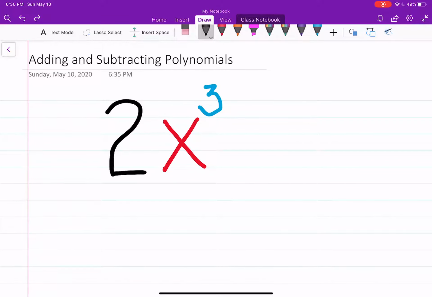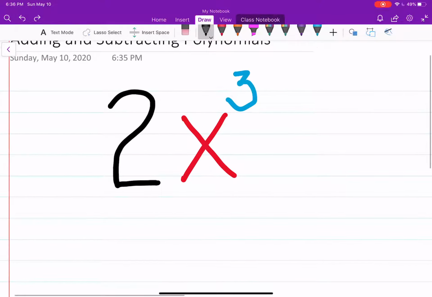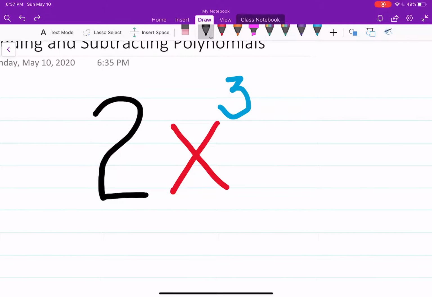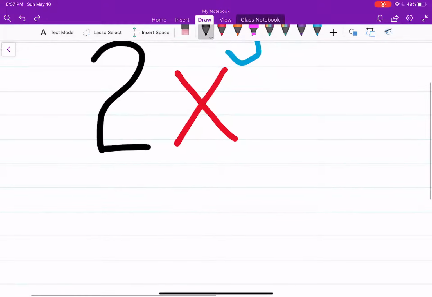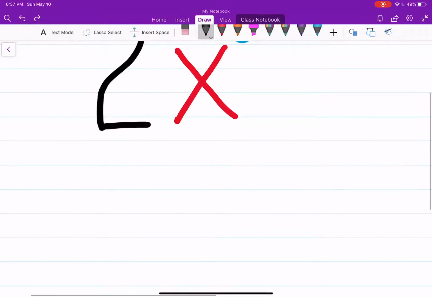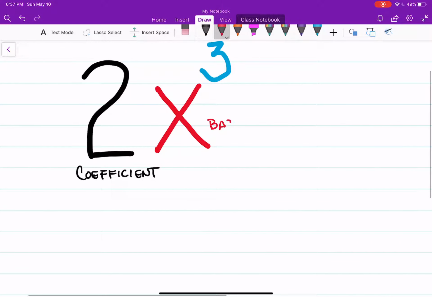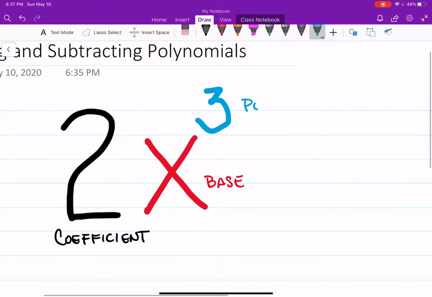All right. We are going to talk about adding and subtracting polynomials, okay? And you're looking at this big, huge writing here, and you're like, what is this? All right, so what I'm wanting to talk about is one term, a single term of a polynomial, what that looks like and what these parts are called. All right, so the 2 here is called a coefficient. Okay, it's called the coefficient. The x here is called the base. And the 3 here, as you know it, is called the power. Sometimes you call these the exponent.